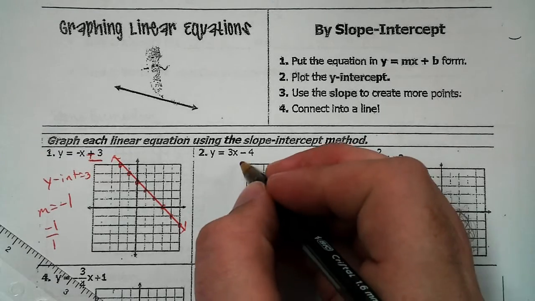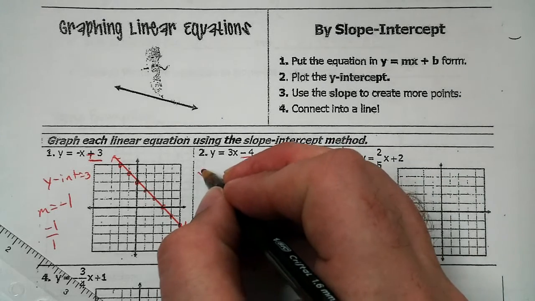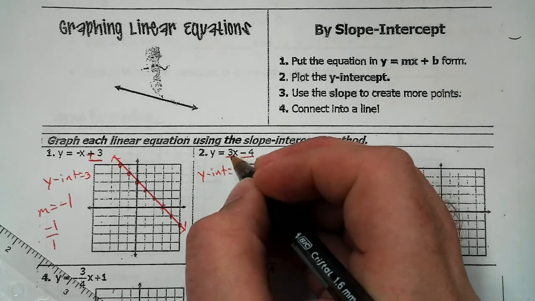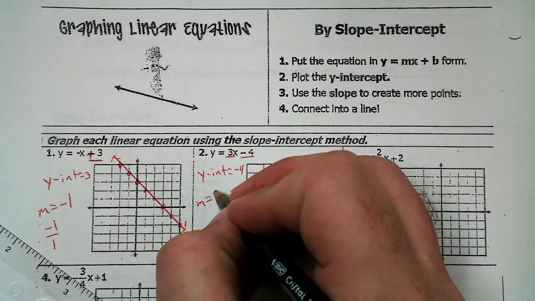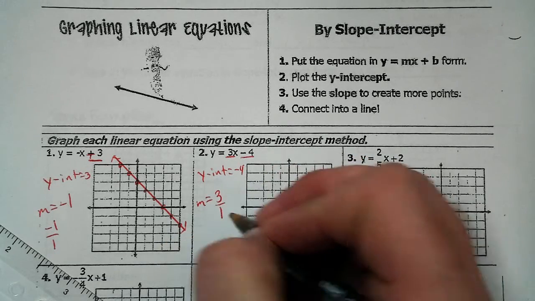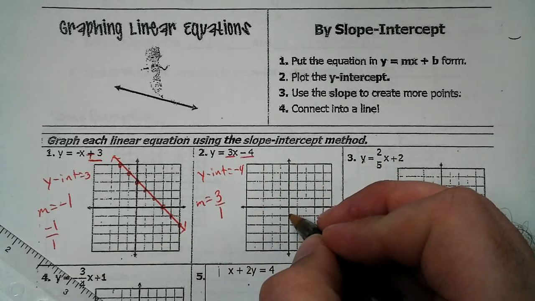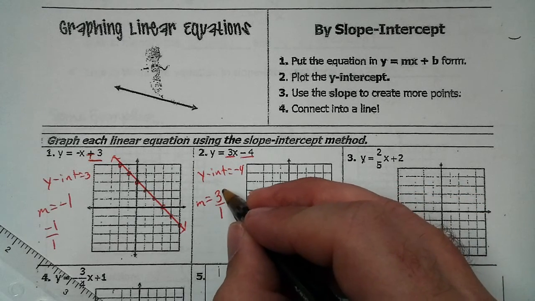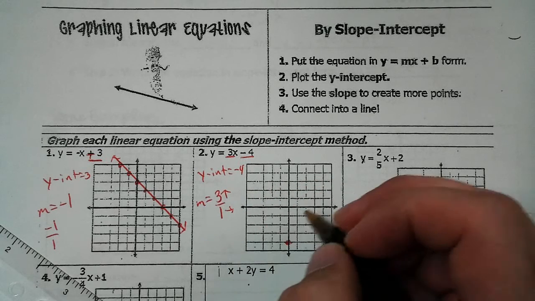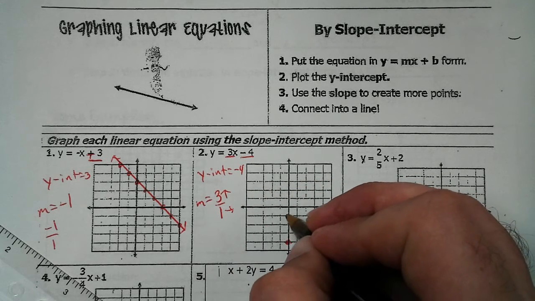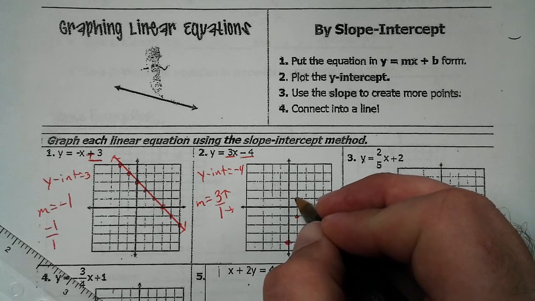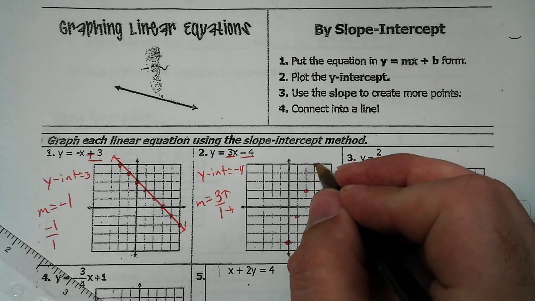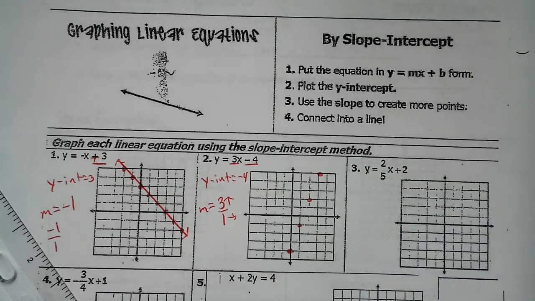Remember, we need our y-intercept, which on this one is negative 4. And then our slope, which is positive 3. Remember, whenever you get a whole number slope, put it over 1. So, let's go to negative 4. 1, 2, 3, 4. Put a dot. Now our slope goes up 3 and over 1. So from here, 1, 2, 3 over 1. And now we have our line.